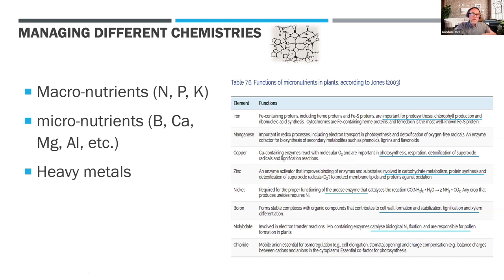So these are the chemistries that we're managing, not only when we add fertilizers, but when we're adding soil amendments as well. And so understanding the whole scope of the materials beyond just the N, P, and K becomes critically important in long-term sustainable soil management and crop management.